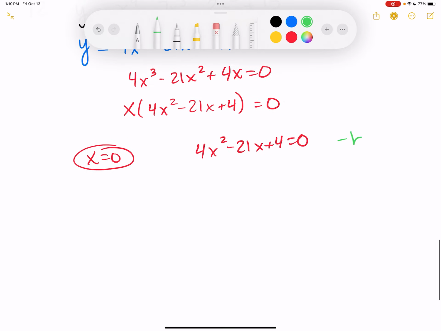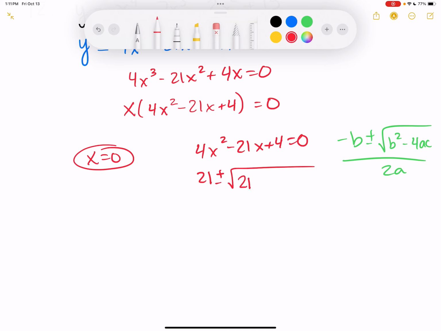Okay. Negative b plus or minus the square root of b squared minus 4ac all over 2a. Not gonna lie, I did forget that. It's the algebra that kills us. All right, so negative b, that's negative 21, so that's positive 21, plus or minus the square root of b squared, so 21 squared. And yes, it would be negative, but it's going to be positive because it's being squared. Minus 4 times 4 times 4.